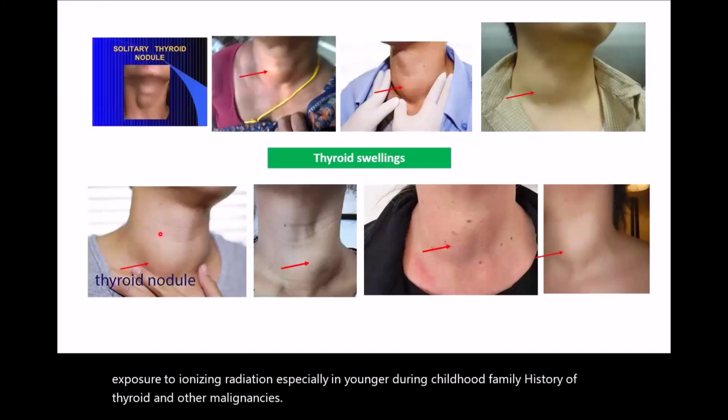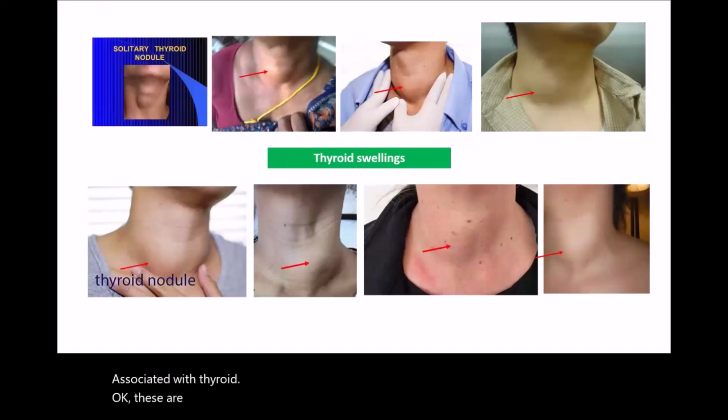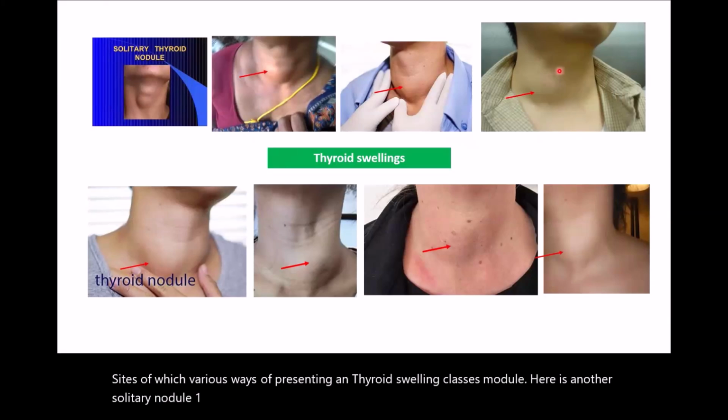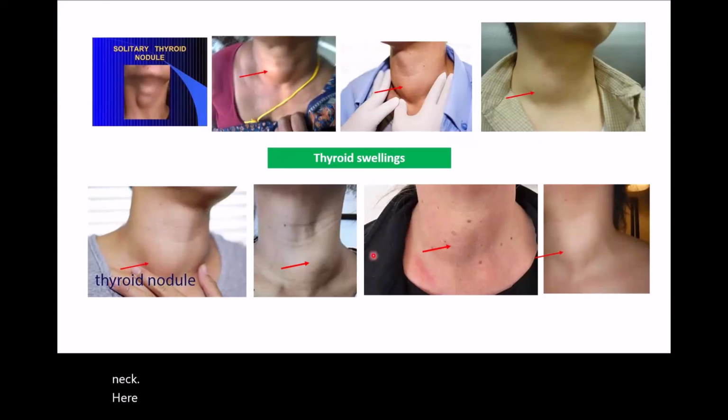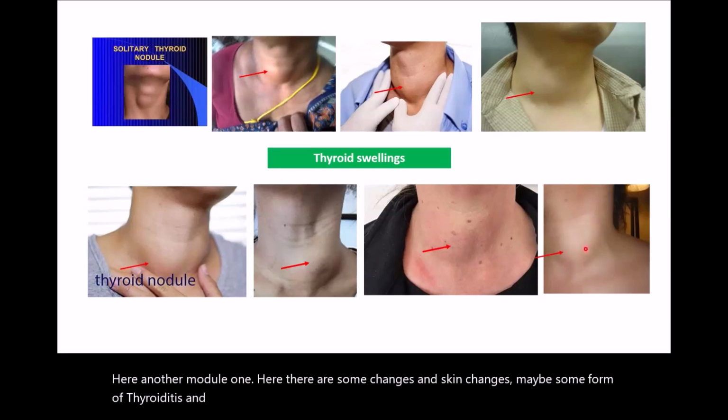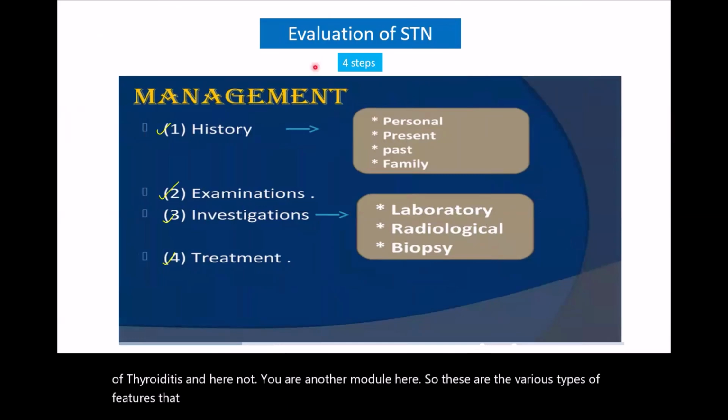associated with thyroid. Okay, these are pictures to show you the various sites or various ways of presenting thyroid swelling. There's a nodule here, another solitary nodule, one here. This is a very common type of symptom, lower part of the neck. Here, another nodule, one here. Here, there's some skin changes, maybe some form of thyroiditis. And here, a nodule, another nodule here. So these are the various types of features that you can see in the patient.